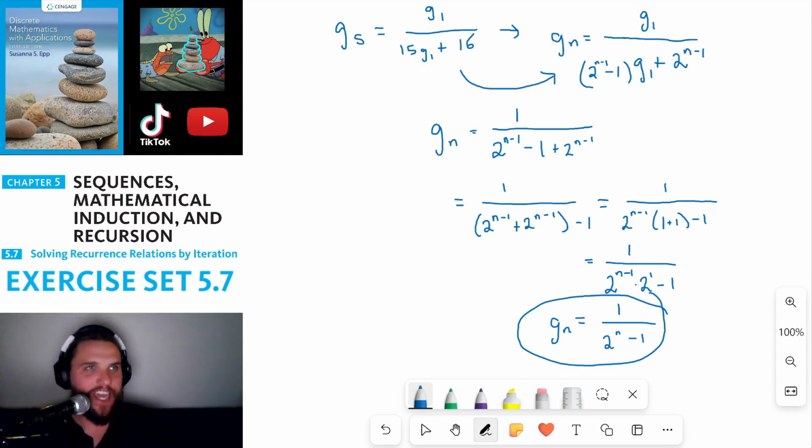Now, I will say that the pattern to G sub n could probably be determined more easily if we just look at the sequence itself. If you notice, the denominator here is just 2 to the n minus 1, and this is a pattern that we had to find anyways. In particular, the coefficient to this G sub 1 is 2 to the n minus 1 minus 1. And so using iteration here is actually pretty inefficient and probably not the best way of solving this problem, but it still works.